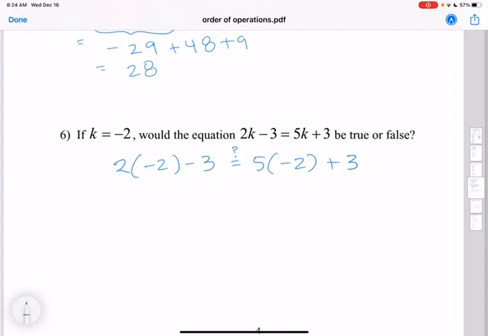All right, so 2 and -2, we get the -4 minus 3. Does that equal? I don't know yet. I'm just going to keep going down the left side so I don't have to keep flipping back and forth. -4 minus 3 ends up being -7. Okay, now over to this side. 5, -2, I get a -10 plus 3. And -10 plus 3 really is -7. So since we got -7 equals -7, that is true.